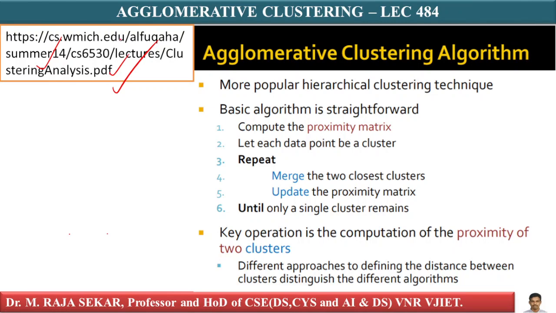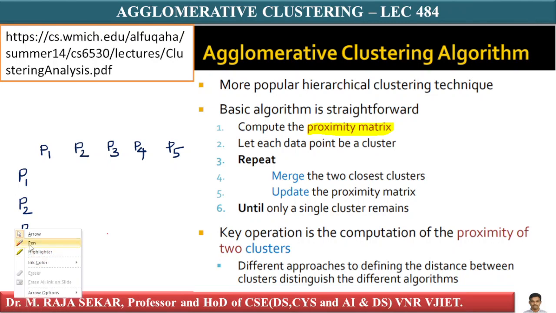So let's understand the algorithm in plain English. Then we will go and see visually what it is. The first step is to compute the proximity matrix, which means given points p1, p2, p3, p4, p5, you have to compute the matrix which contains the similarity values between every pair of points. Between every pair of points means between p1, p2, between p1, p3, p1, p4, p1, p5, like that.